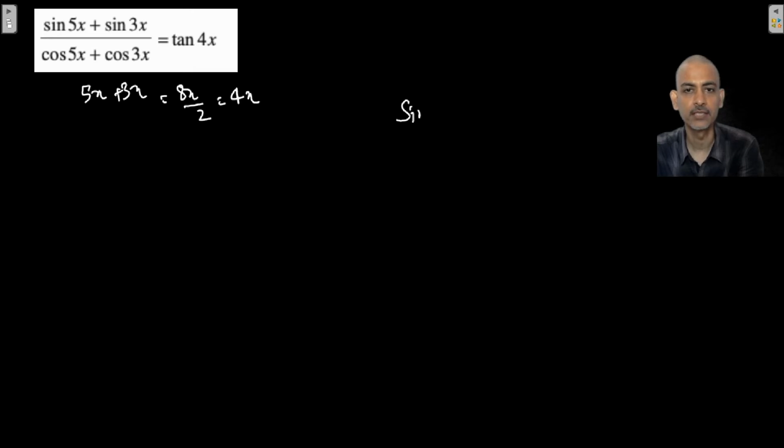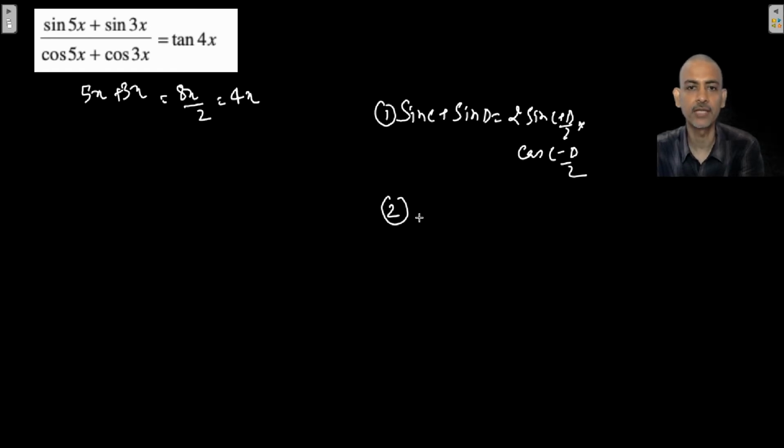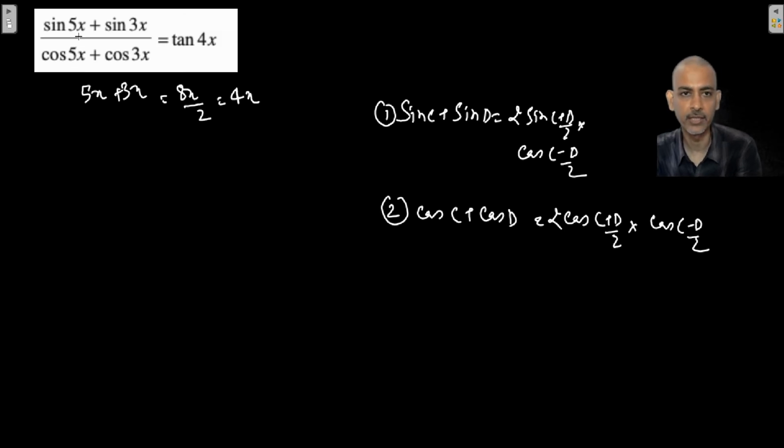One is sin c plus sin d, which is equal to 2 times sin of (c plus d) by 2 into cos of (c minus d) by 2. This is the first formula. And the second formula on the cos side is cos c plus cos d equals 2 times cos of (c plus d) by 2 into cos of (c minus d) by 2. So these are two formulas, and by looking at the expression and knowing that the numbers are given in such a way that it will reduce to 4x.